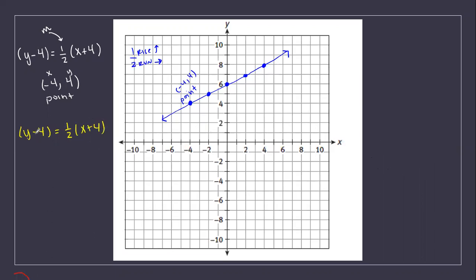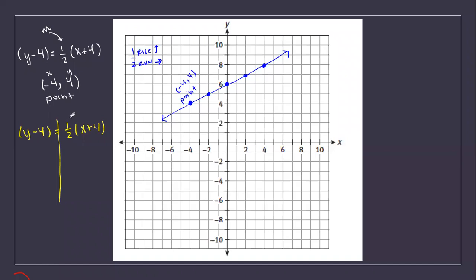What if I asked you, can I change this to say y equals mx plus b, or to be a y equals equation? Could we change this so that it just says y equals instead of y minus 4? Yes, we can. I want to simplify this equation so that it tells me my slope and y-intercept. So I don't want this point, I want the y-intercept. I would do this in your journals as well, if you're taking notes.